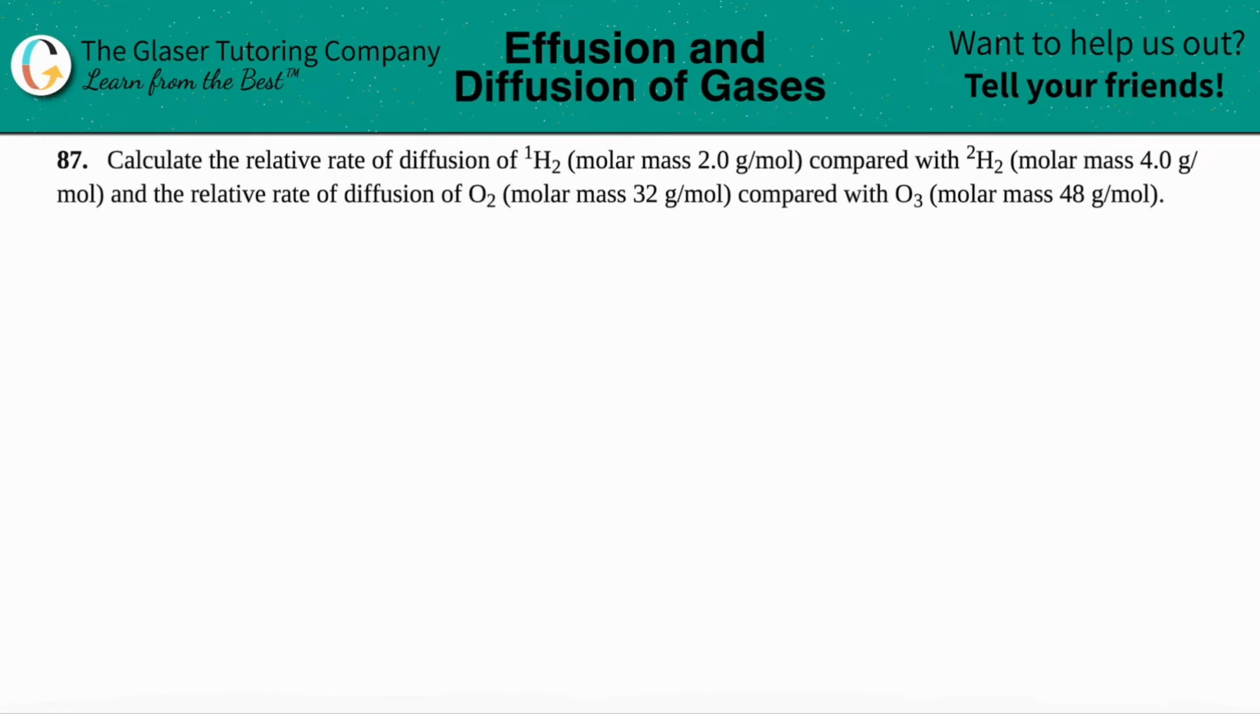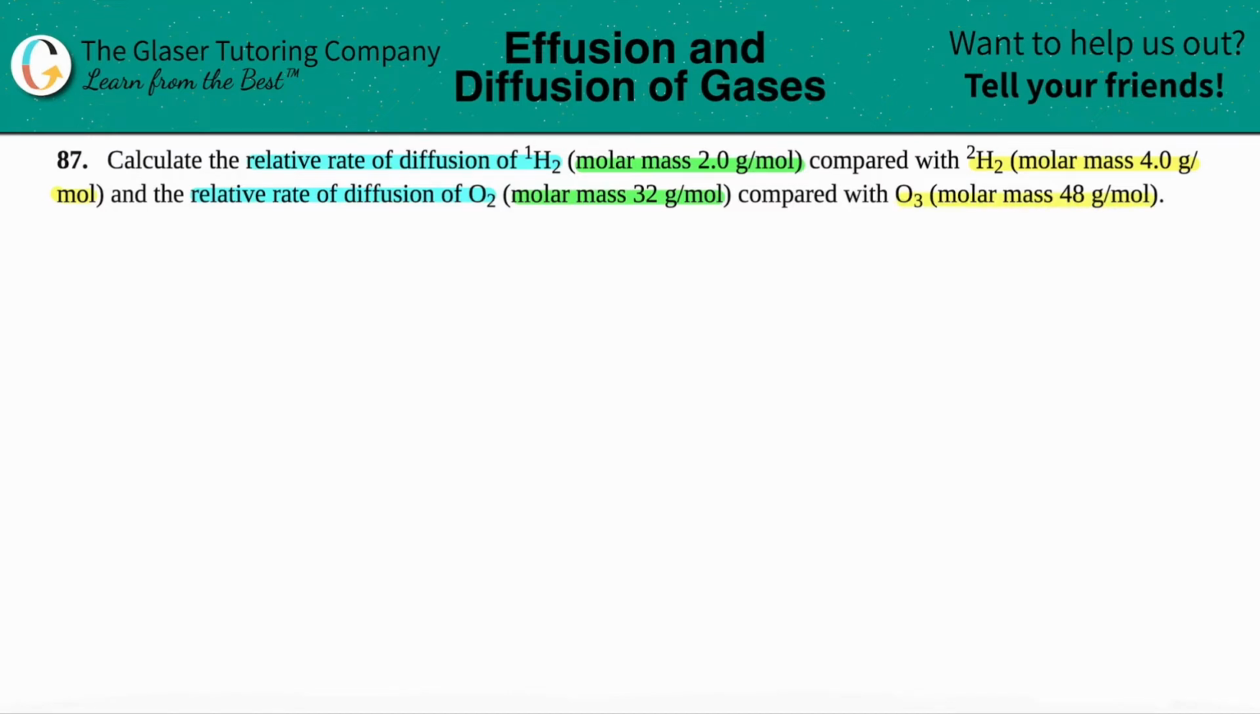Number 87: calculate the relative rate of diffusion of H2, which is hydrogen gas with a molar mass of 2.0 grams per mole, compared with 2H, right, D2, with a molar mass of 4.0 grams per mole. And then we have to do the same thing with the relative rate of diffusion of O2, which has a molar mass of 32 grams per mole, and compare that with O3, which is ozone, with a molar mass of 48 grams per mole.